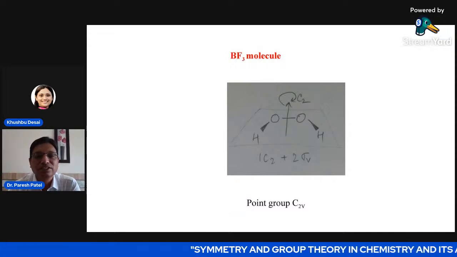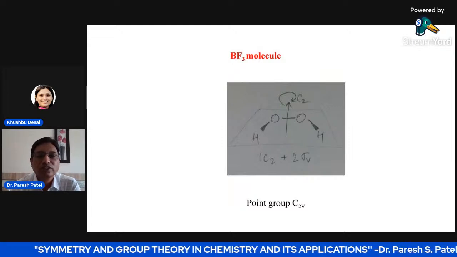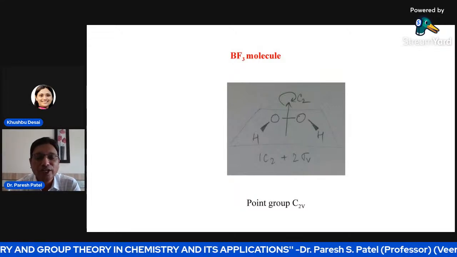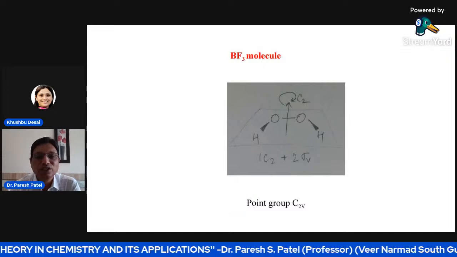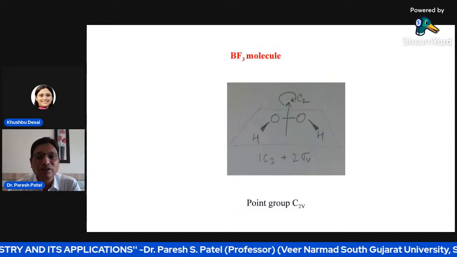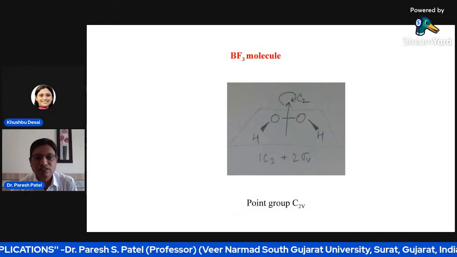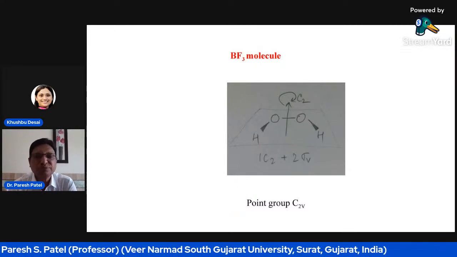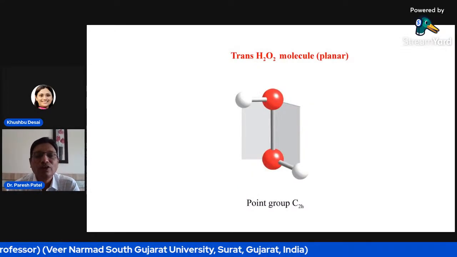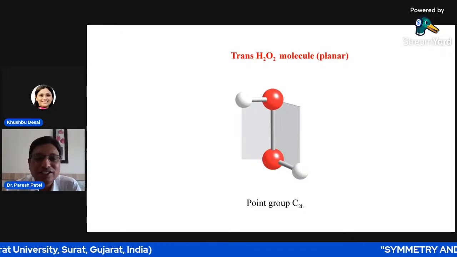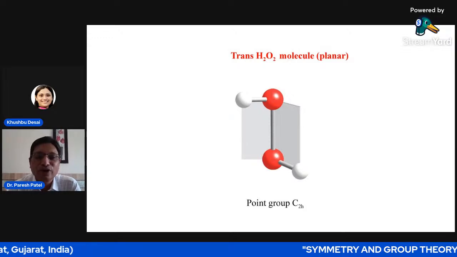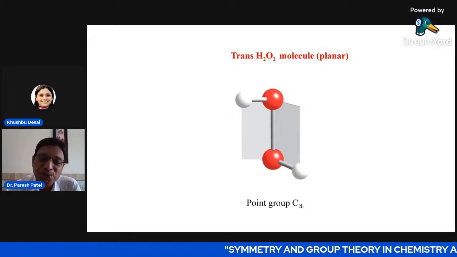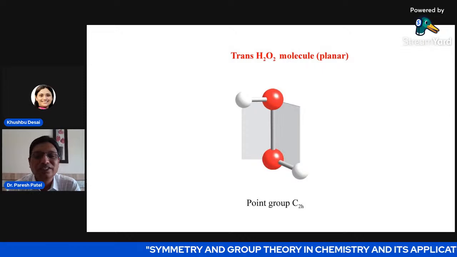Now this is BF3. This is cis hydrogen peroxide. In this one, two verticals. Just previous slide, please. Okay, in this case, symmetry elements are E, C2, and sigma h. So point group can be assigned as C2h. Next, please.